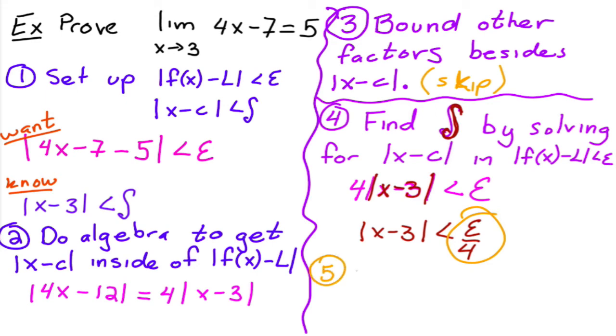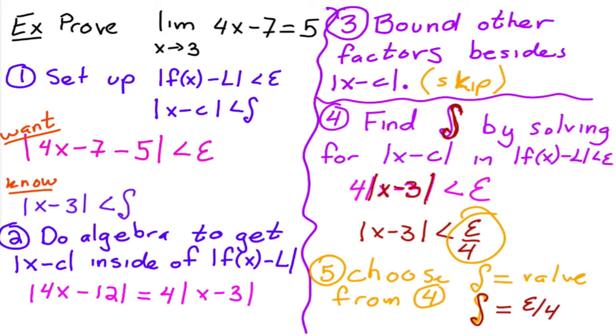And this is your fifth step. You're going to choose delta to be equal to the value from step 4. So I'm going to choose delta to equal epsilon over 4, from this one that was back here. The only reason you do step 4 is to figure out what you need delta to be.